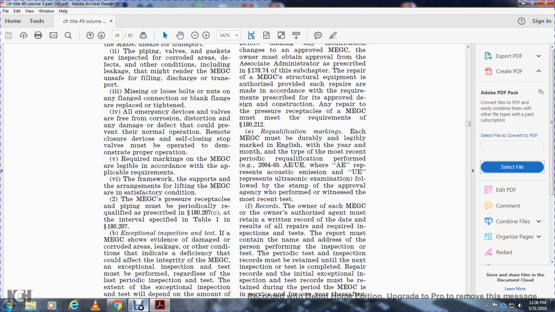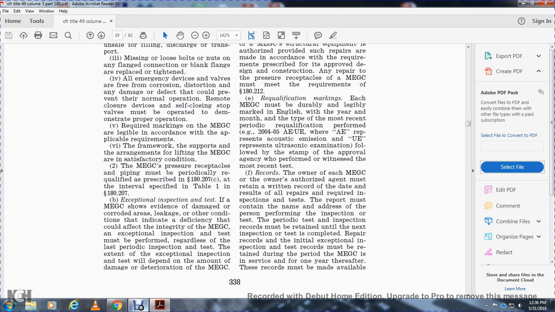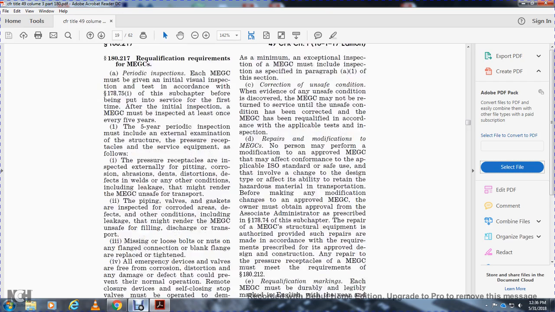Part B. Exceptional inspection and test of the MEGC is required when there is evidence of damage, leaks, or other conditions indicating a deficiency that could affect the integrity of the MEGC. Exceptional inspection and test must be performed regardless of the latest periodic inspection and test. The extent of the exceptional inspection and testing is dependent on the amount of damage or deterioration of the MEGC. At a minimum, exceptional inspection of the MEGC must include the inspection specified in paragraph A1 of section C.